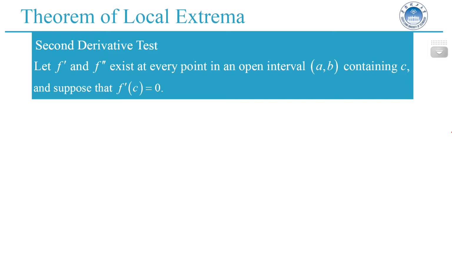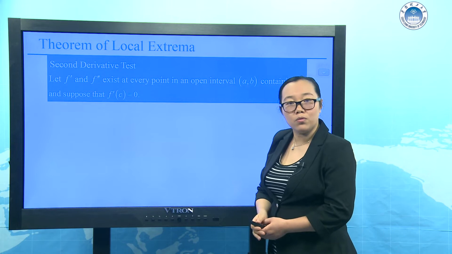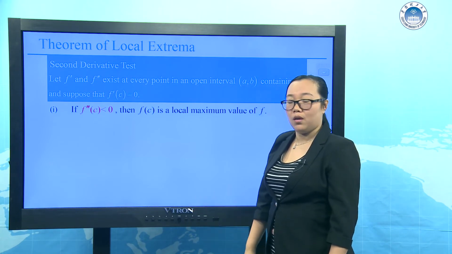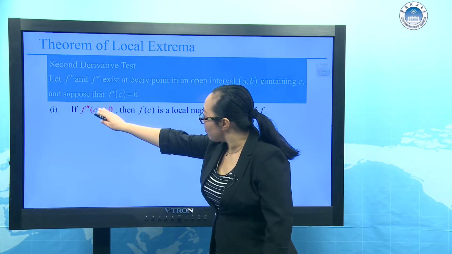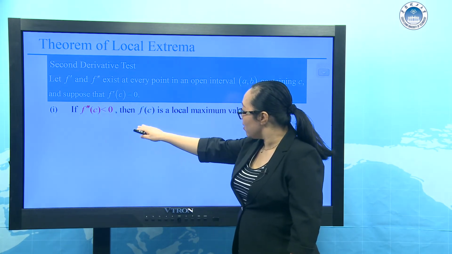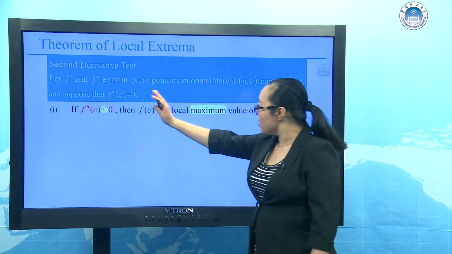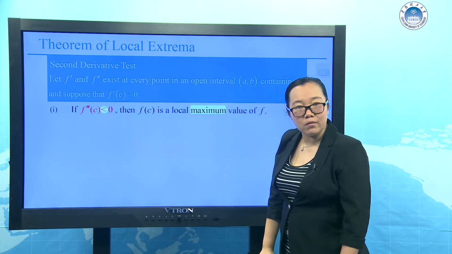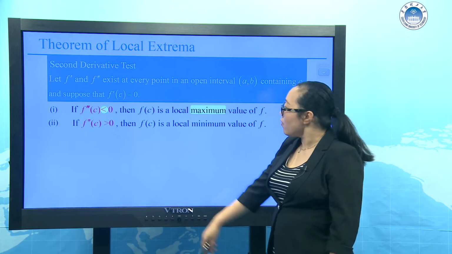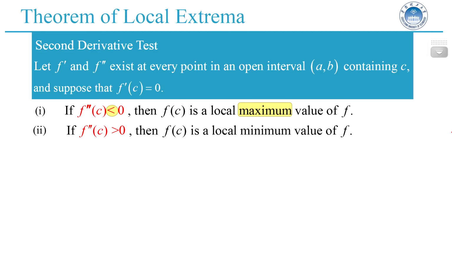At this time, we consider the double prime. How to determine the local extrema? Case 1: if f''(c) is less than 0, then f(c) is a local maximum value. Pay attention: less than 0, then maximum value. Case 2: if f''(c) is larger than 0, at this time f(c) is a local minimum value. Larger than 0, minimum value. Try to understand the theorem. Pay attention to the given condition f'(c) equals 0.